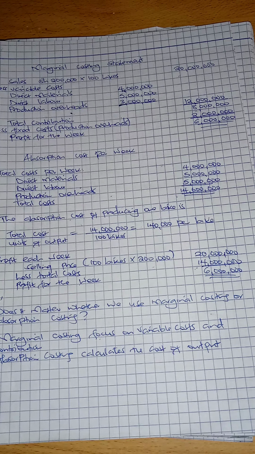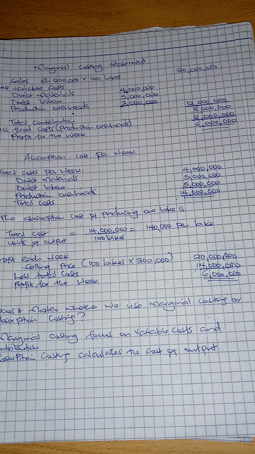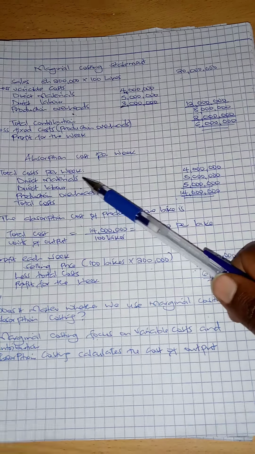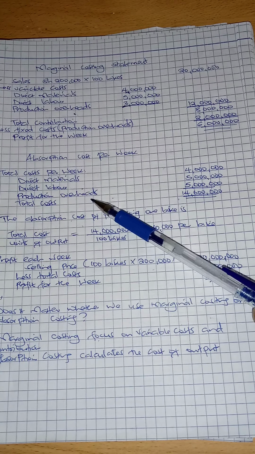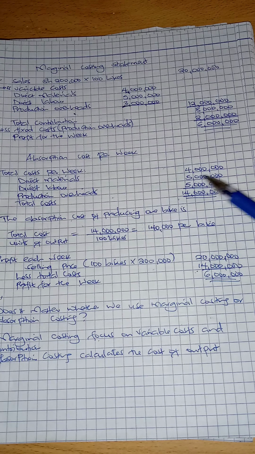So let's move on to absorption costing per week. Cost per week, we have the total cost per week. You'll have again direct materials, direct labor, production overheads, but in this case you don't classify. This one is under absorption costing, where it's just focusing on whether a cost is direct or indirect by nature. So in this case, you just take it as it is. 4 million, 5 million, 5 million, you get 14 million.